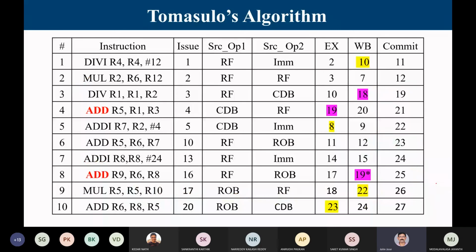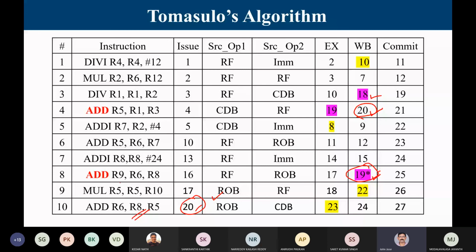And then comes the last one. Why is it 20? Because this add will write back only at 19, and the previous add is going to write only at 18. So this will write only at 20, and that will write only at 19. There are only 2 reservation stations, so my adding can happen only at 20.